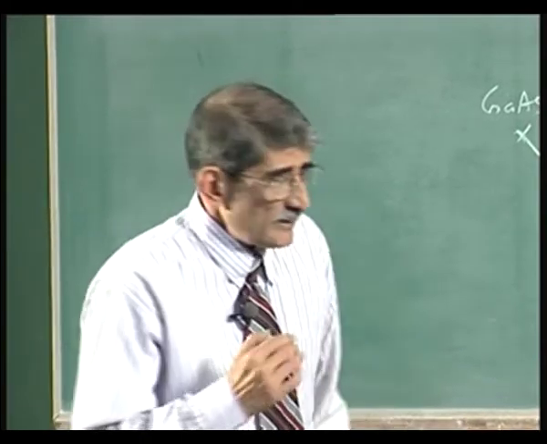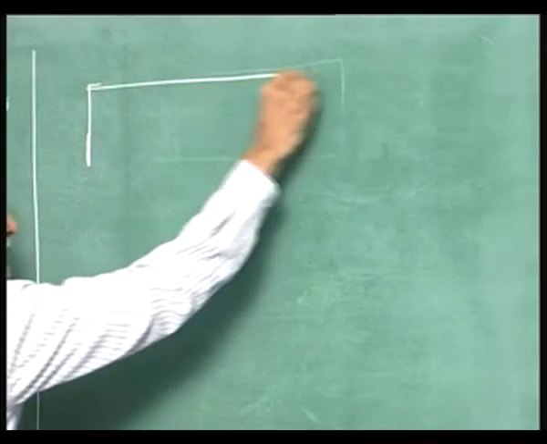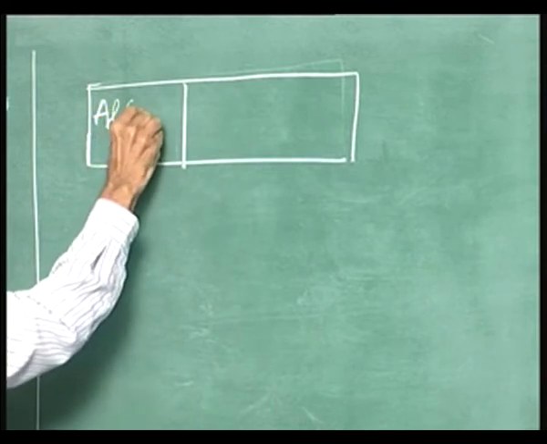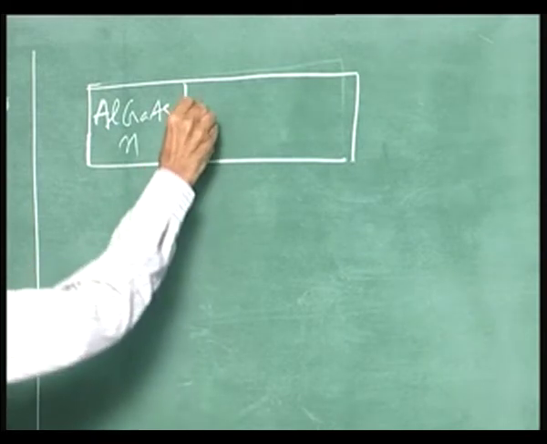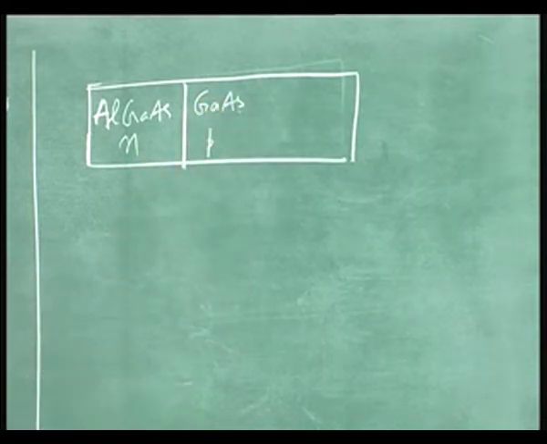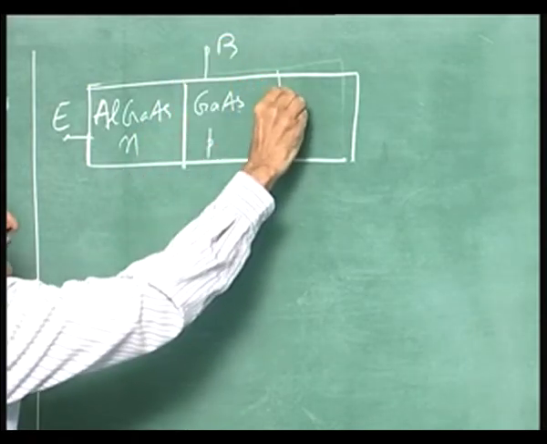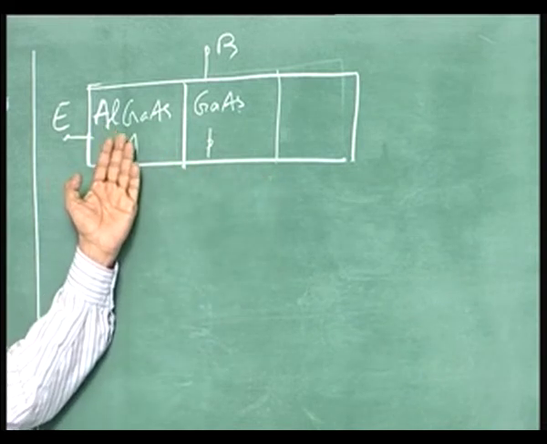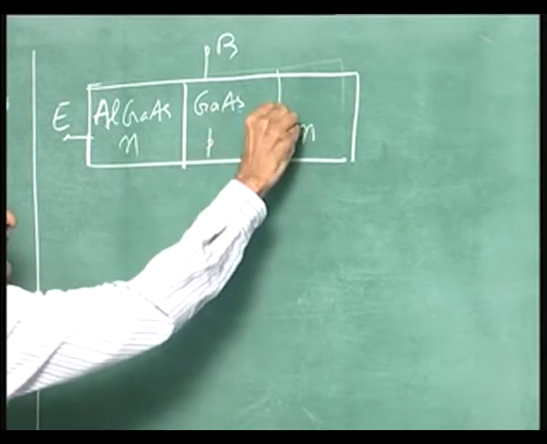structure, let me just put it on the board here. Aluminum gallium arsenide, that is N, in fact, lightly doped. Then p type gallium arsenide. This is the emitter, this is the base, and the collector. In a heterojunction transistor, we have one heterojunction. Double heterojunction would be, you have this also AlGaAs.